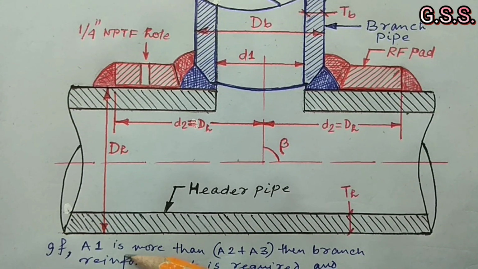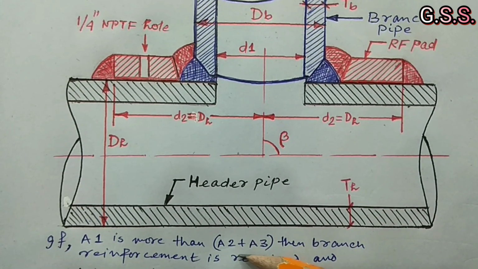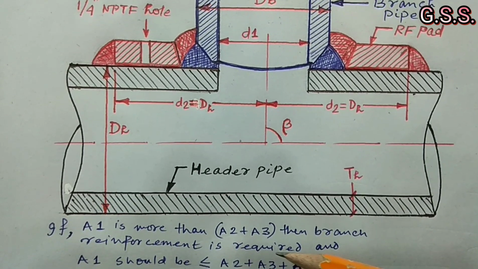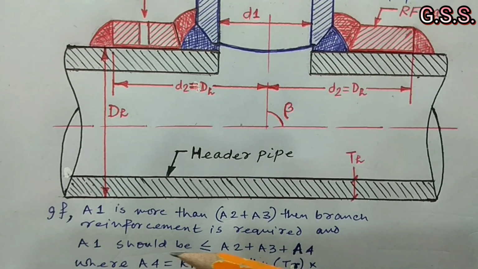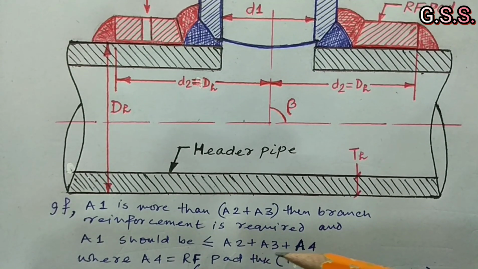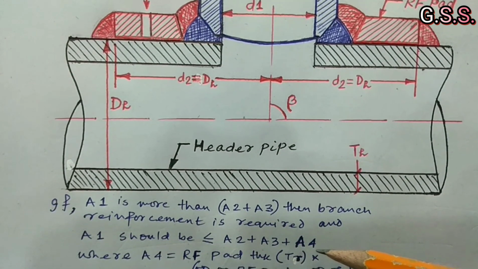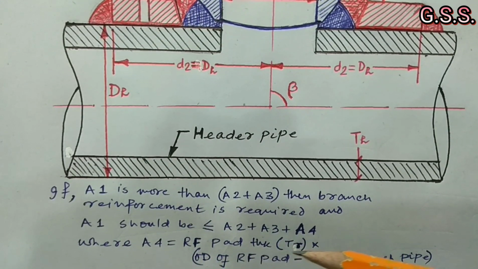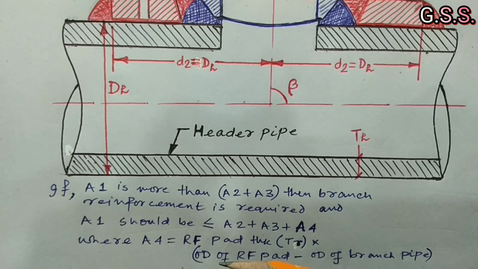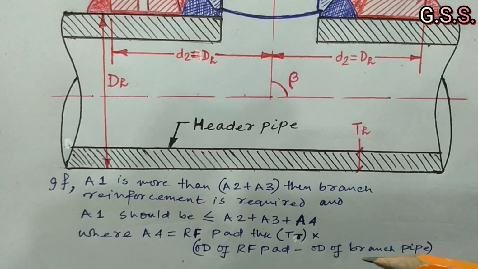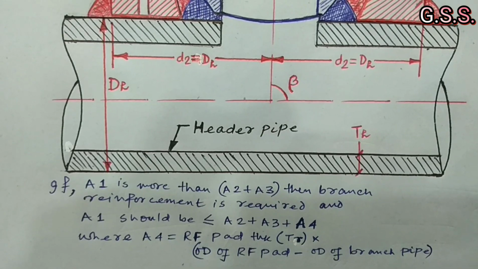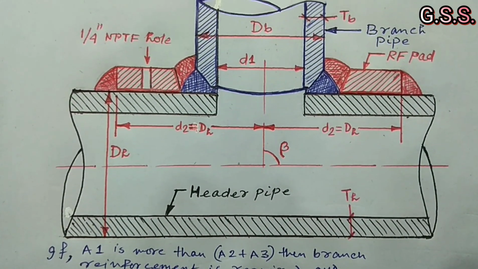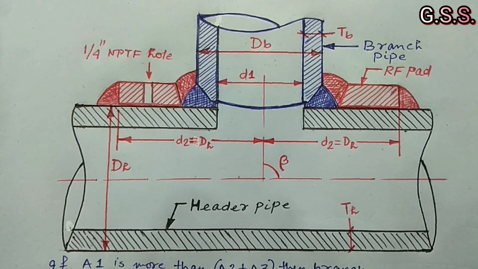If capital A1 is more than capital A2 plus capital A3, then branch reinforcement is required, and capital A1 should be less than or equal to capital A2 plus capital A3 plus capital A4, where capital A4 equals the RF pad thickness TR into the OD of RF pad minus the OD of branch pipe. This branch calculation is applicable both for stub-in or stub-on branching.